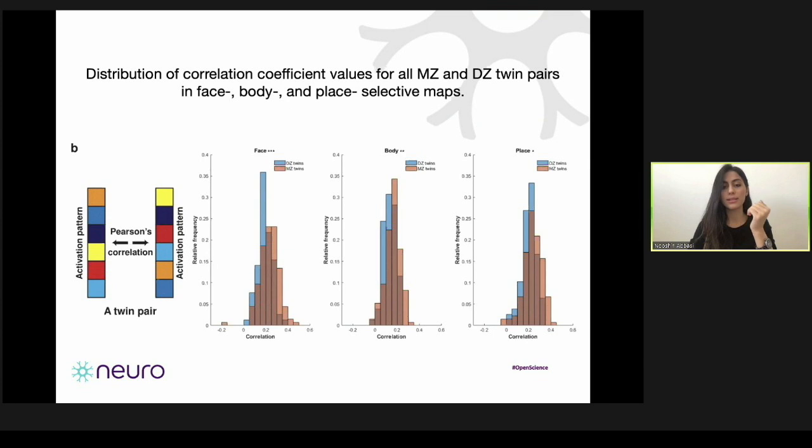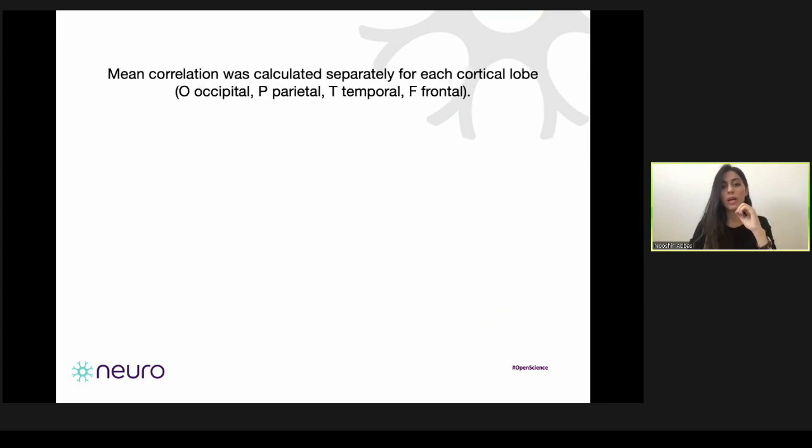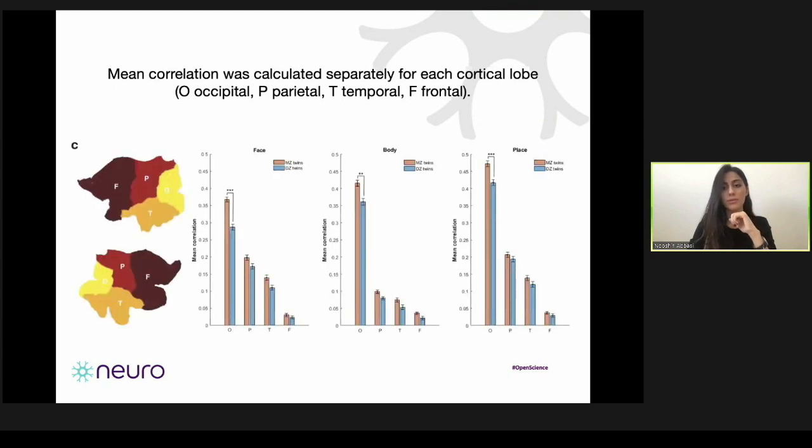Relatedly, we did similar analysis, but this time dividing the brain into 4 cortical lobes, including occipital, parietal, temporal, and frontal lobe, to study them separately. And we plotted the mean correlation coefficients for MZ and DZ across all the categories. And as you can see here, the findings that we found previously are only evident in the occipital lobe, which is consistent with our ICC maps that we saw earlier.